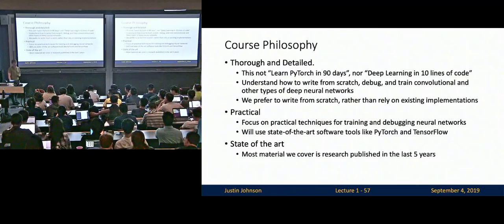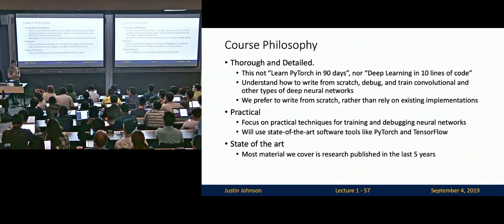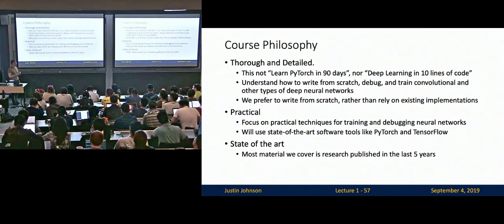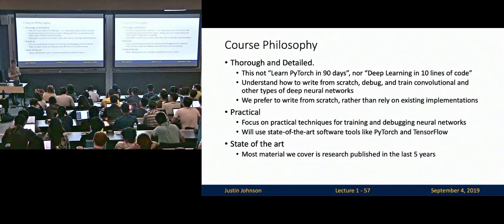That said, we're also practical. We're going to give you lots of tools and techniques for debugging and training big neural networks, because it's tricky when you can't rely on that 10 lines of code wrapping around lots of stuff. So we're going to talk a lot about how you can practically get these things to work. What tips and tricks should you be using when developing and debugging and training neural networks? We will use state-of-the-art software tools like PyTorch and TensorFlow, but only after you've earned your wings by writing a lot of backprop code yourself.